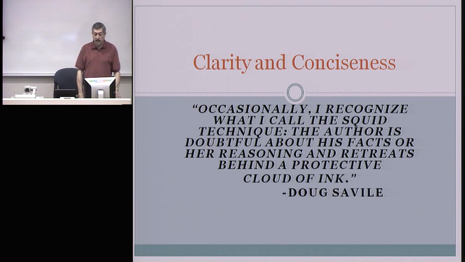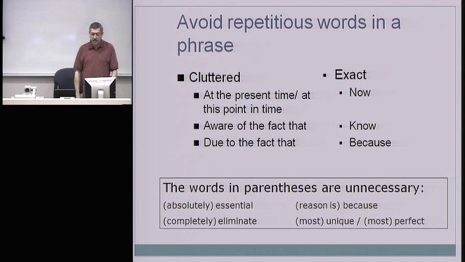Remember, you want to have clarity and be concise. And as one scholar said, occasionally I recognize what I call the squid technique. The author is doubtful about his facts or her reasoning and retreats behind a protective cloud of ink. That basically means you're being too wordy. So you want to avoid things that are repetitive, especially in phrases. Instead of saying something cluttered like at this present time or at this point in time, you can be more exact and just say now. Another cluttered one that I see often is aware of the fact that, which is just no, or due to the fact that, which is because.